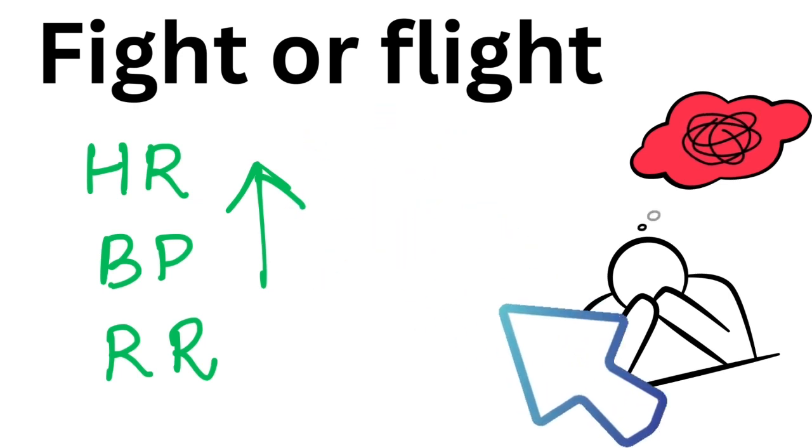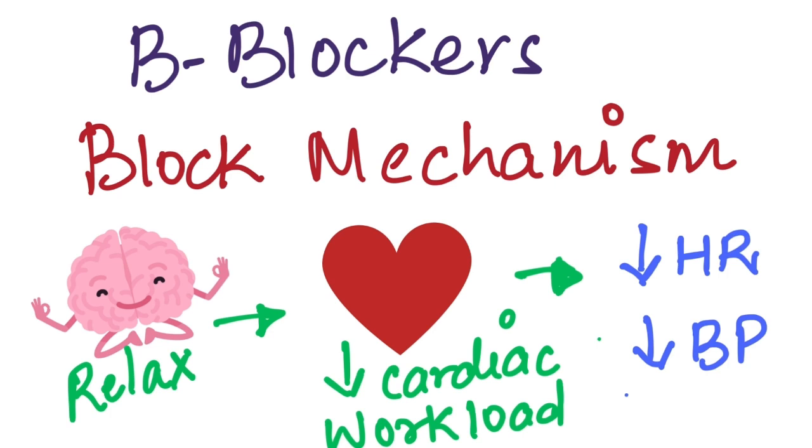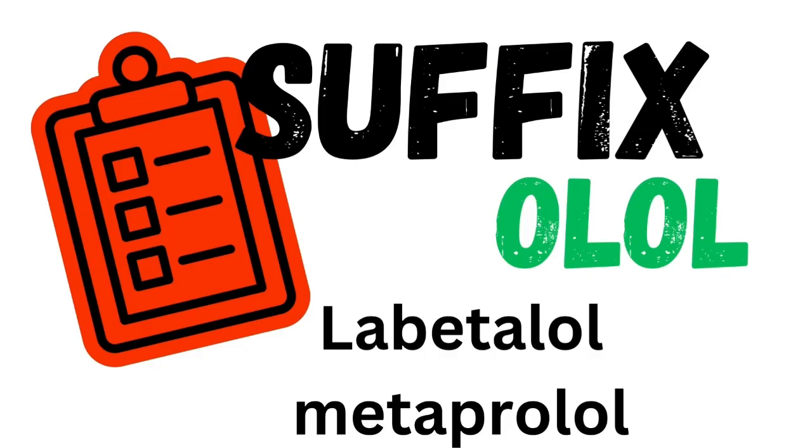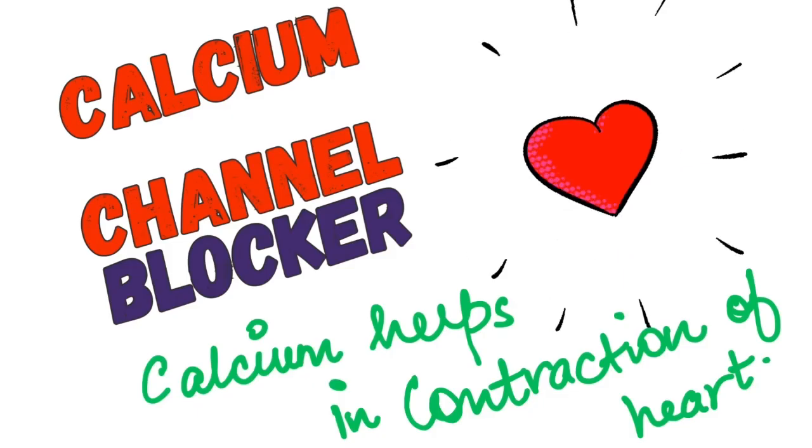So how does the beta blocker work? It will block the mechanism of increasing your heart rate and BP. It will relax you, decrease the cardiac workload, and decrease your heart rate. How to remember them? Just remember the suffix olol, such as labetalol and metoprolol. It is very easy to remember with the suffix olol. Whenever you see this olol suffix, that is for beta blockers.